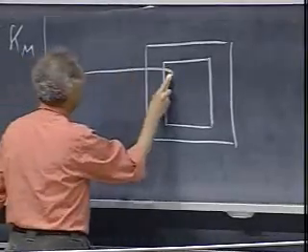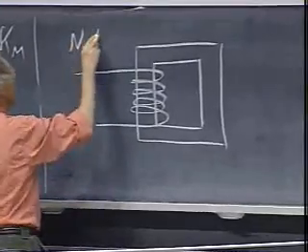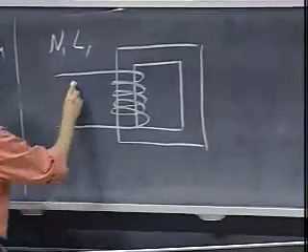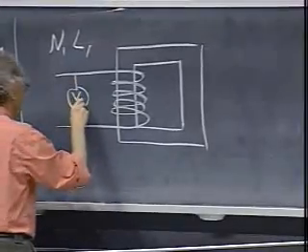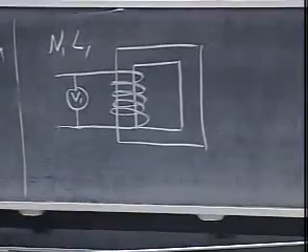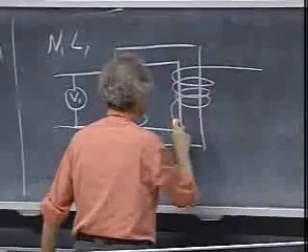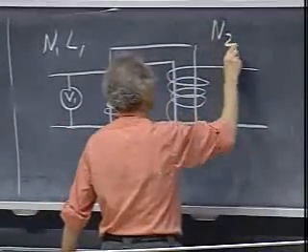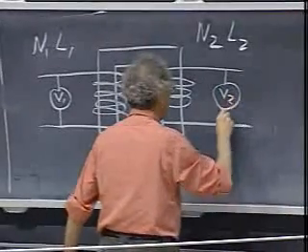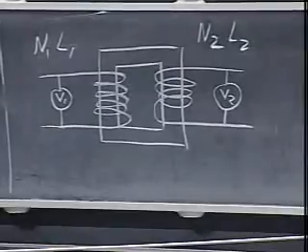Let's call this the primary side. N1 windings, self-inductance L1. And here I put in a voltmeter to always monitor that value. I call that V1. And this is the secondary side. N2 windings, self-inductance L2. And I put here a voltmeter which always monitors that voltage. And I call that one V2.